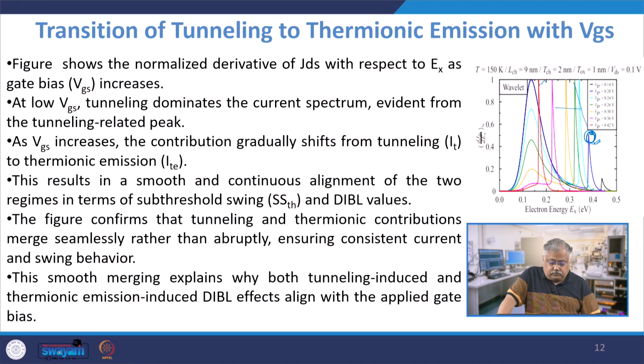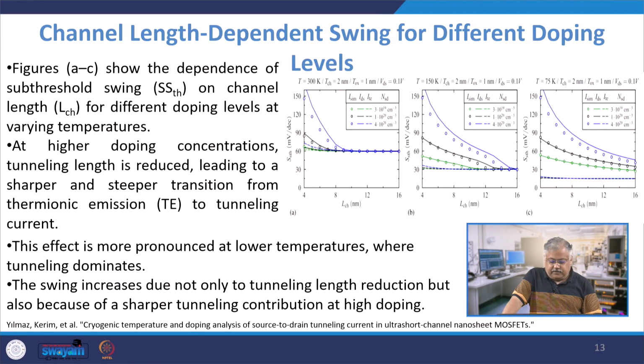And as VGS increases, the contribution gradually shifts from tunneling to thermionic, right. With increasing values of VGS, the tunneling tends to saturate and the thermionic emission tends to gain at its expense. The figure therefore confirms that the tunneling and thermionic contributions merge seamlessly, and there is no abrupt change in the value, and therefore there is a continuous current and proper swing behavior.